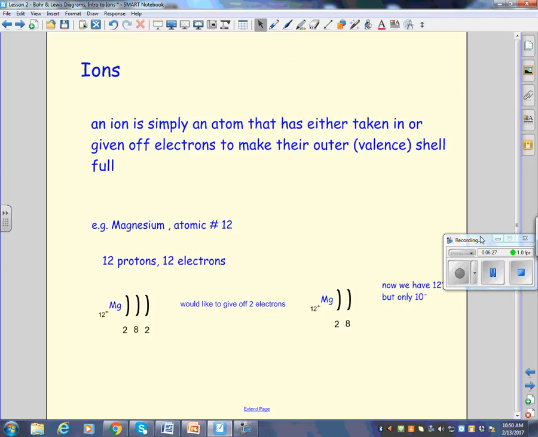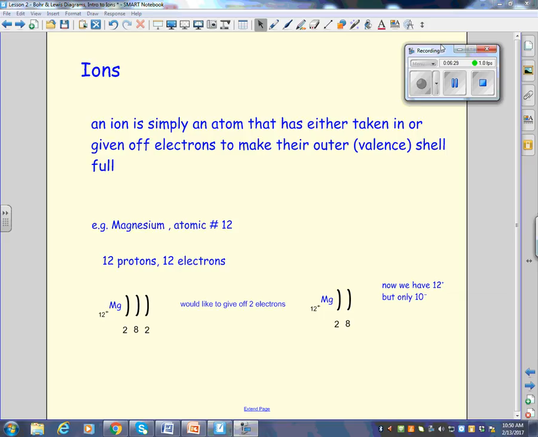Okay, so can we talk a little bit about ions? Now, before I tell you that, can I tell you a funny story? Well, I think it's funny, you tell me.